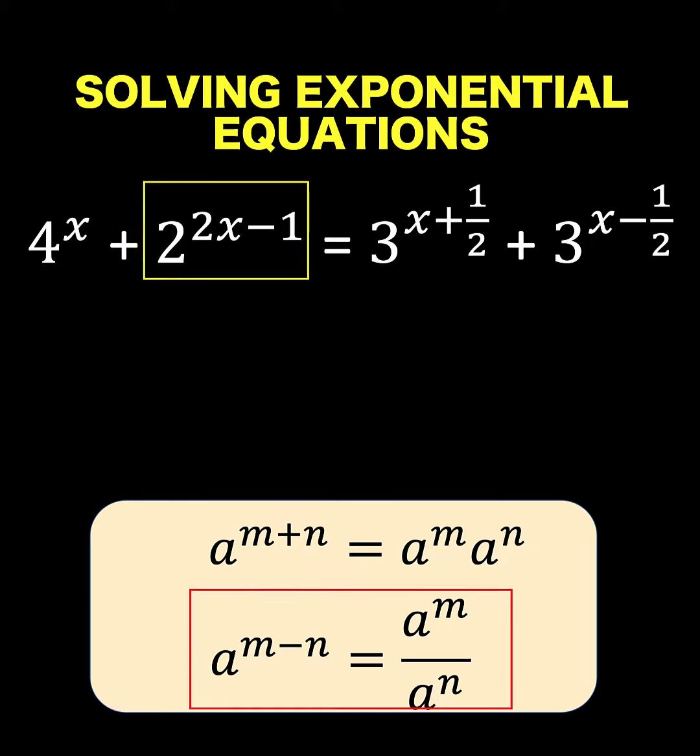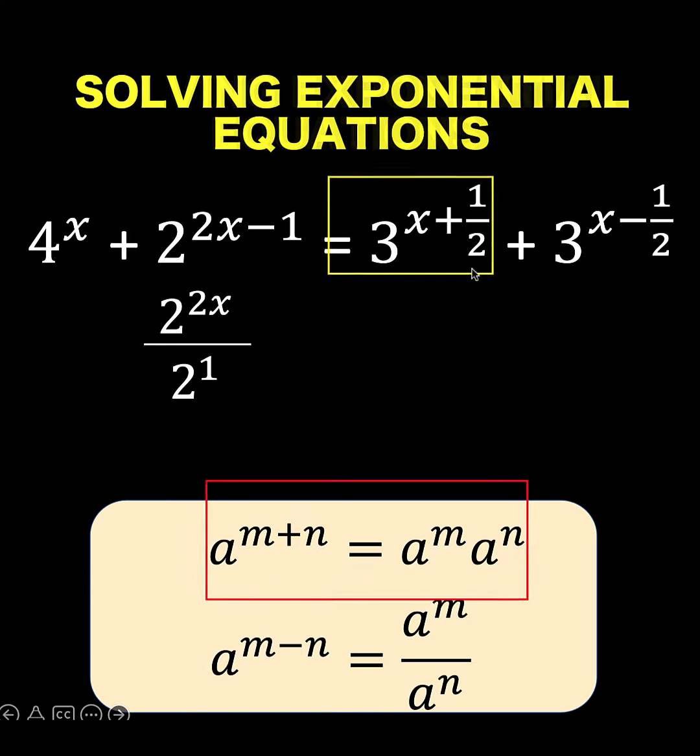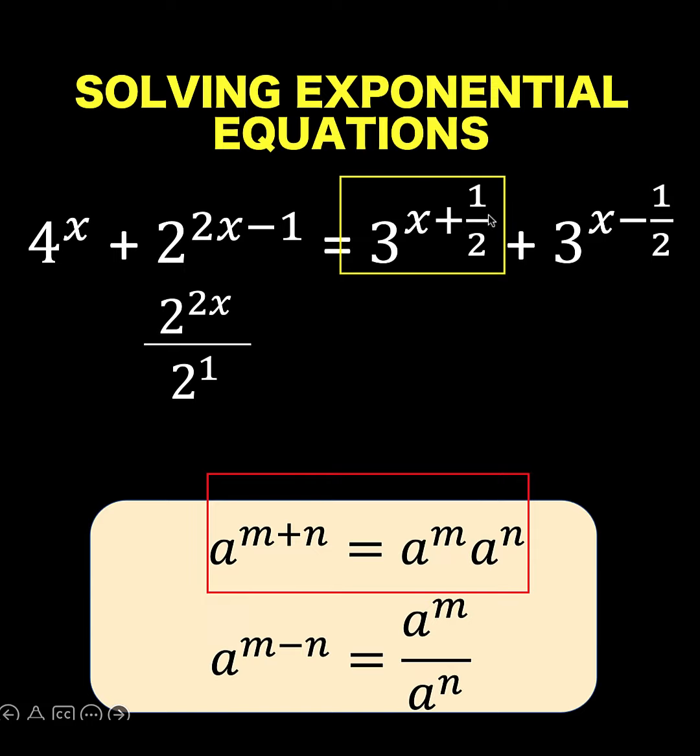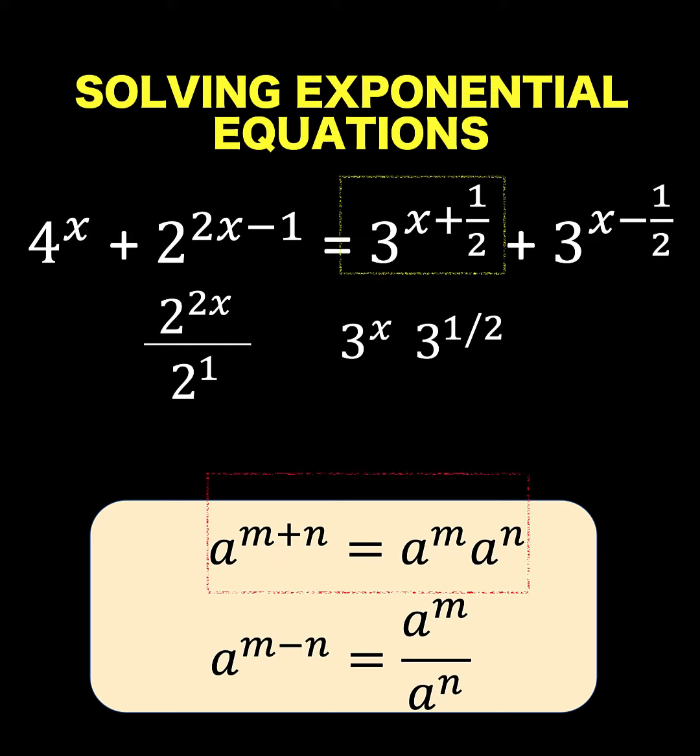So let's begin by simplifying 2 raised to 2x minus 1. That is equal to 2 raised to 2x divided by 2 raised to 1. Then we can rewrite 3 raised to x plus 1/2 using this property here. That is now equal to 3 raised to x times 3 raised to 1/2. Notice that when you have minus here, that resulted in the quotient of the two exponential numbers. When there is a plus sign for this exponent, that resulted in the product of two exponential numbers. Then copy all the rest.